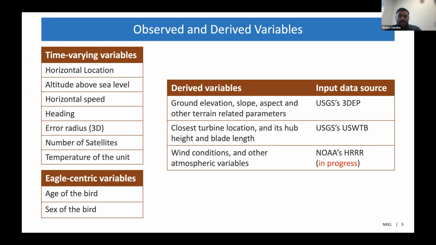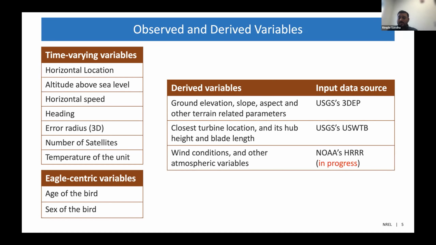And we use this information to capture some derived variables. We are using the USGS 3DEP data set to get the elevation, slope, and aspect under each point in the telemetry data. There are 3.6 million points. For each of those points, we can get the elevation, slope, and aspect underneath where the bird is. We can get the closest turbine location. The USGS US wind turbine database is updated monthly, so we can go back in time, look at that point, and figure out what the closest turbine was at that time, and its hub height and blade length.